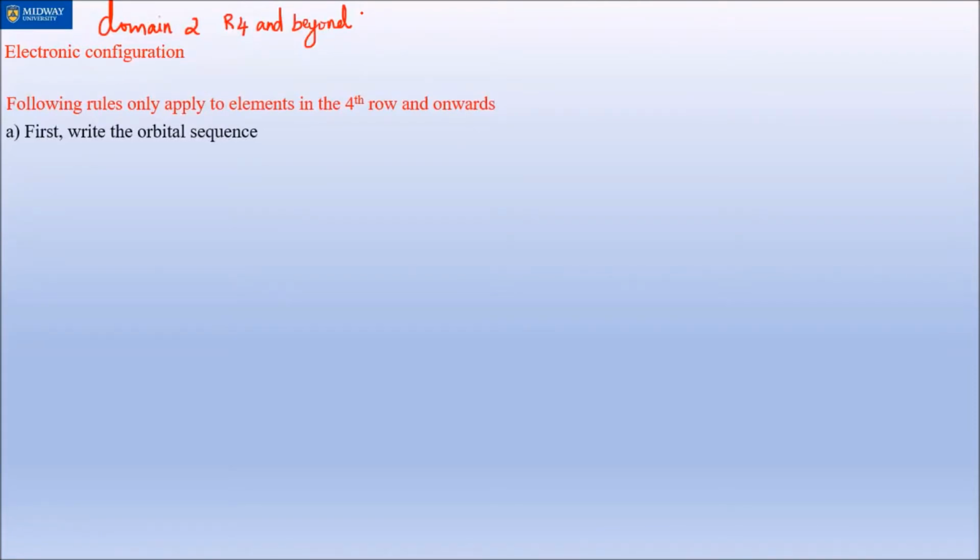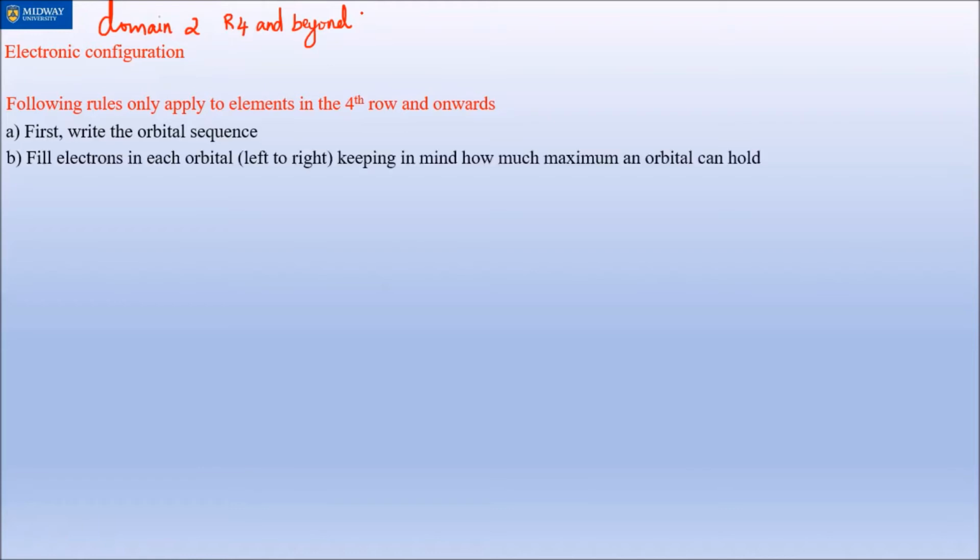Now I will underline and point out where you will make a mistake. I'm telling you where you will make a mistake, so if you know that, you can fix it. Or remember, hey, he mentioned you will make a mistake here, so just focus on that. All right, fill electrons in each orbital left to right, keeping in mind how much maximum an orbital can hold. Well, it doesn't seem like it's new. In fact, I copied and pasted the first two rules, so this is exactly the same.